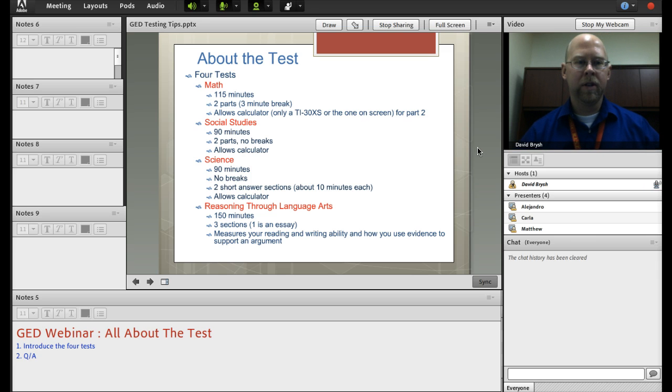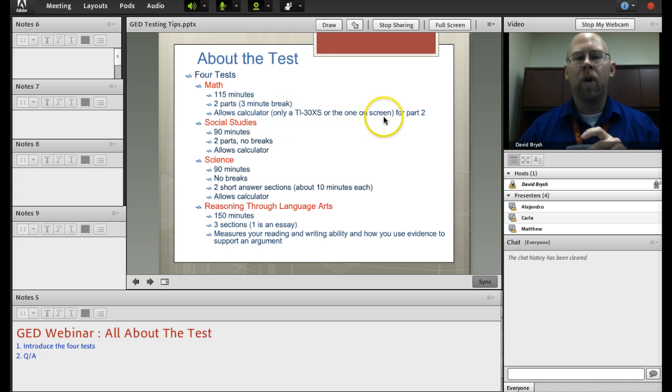These aren't in any order or anything, but the first one is going to be math that we're going to talk about. It's 115 minutes total. There are 2 parts with a 3-minute break in the middle of it. It does allow you to have a calculator, although it has a specific type of calculator that it has in mind. So Diane over at Pickens, when you go actually take the test, has these calculators there for you.